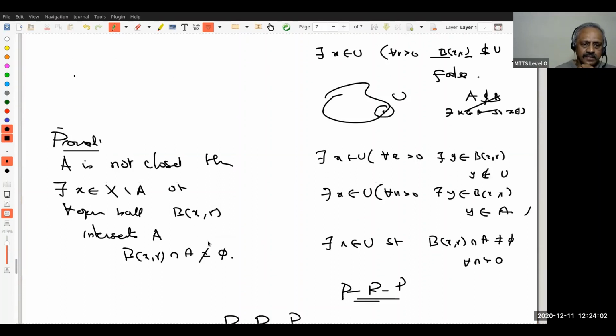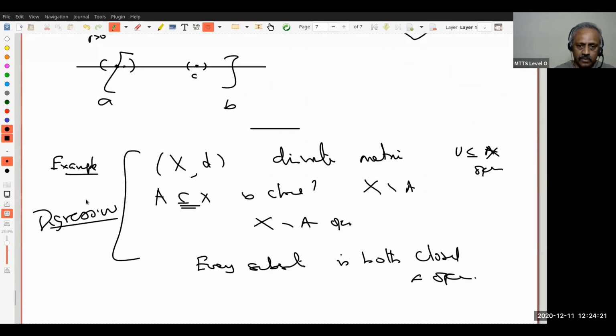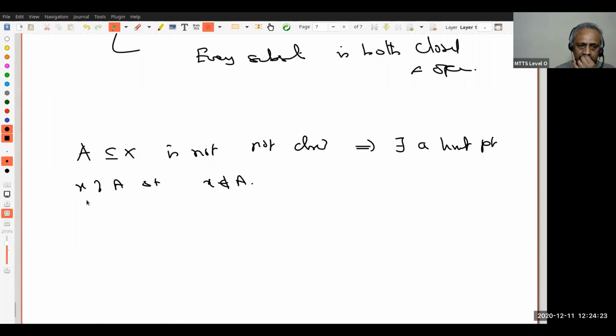Let us look at that. If it's not closed, there exists x which is not in A, but then it intersects A. If for any x in X, every open ball intersects A, then I decided to call x a limit point of A. But I say this point x is not in A. That means if A is not closed, there is a limit point of A which is not in A. This is the theorem we have proved.